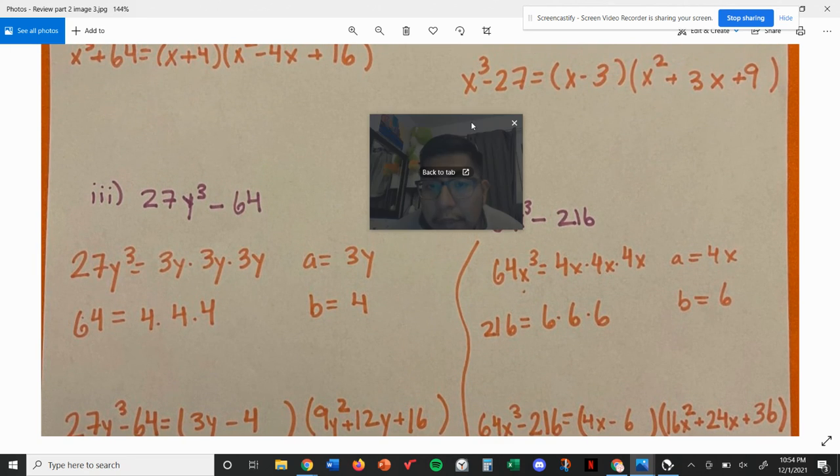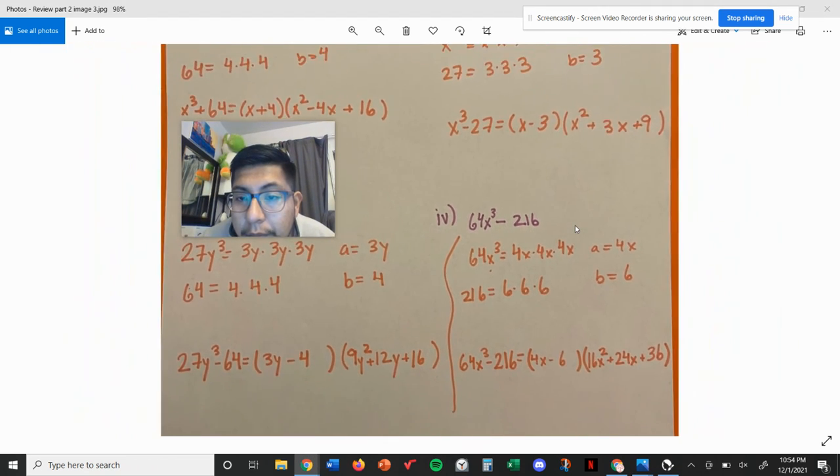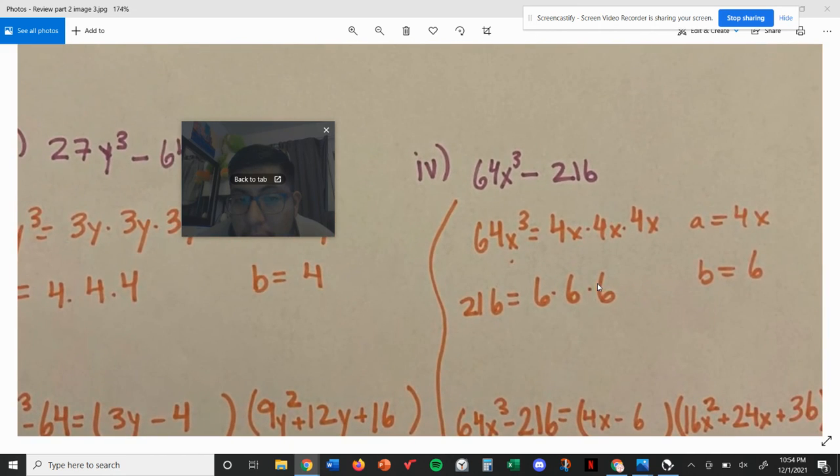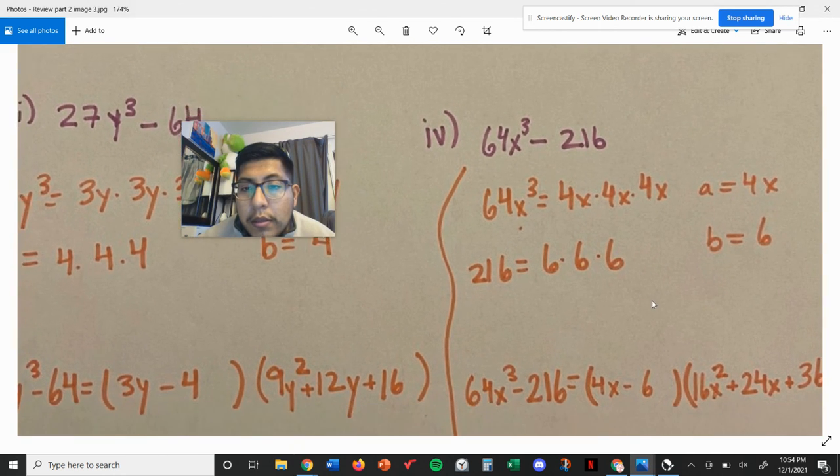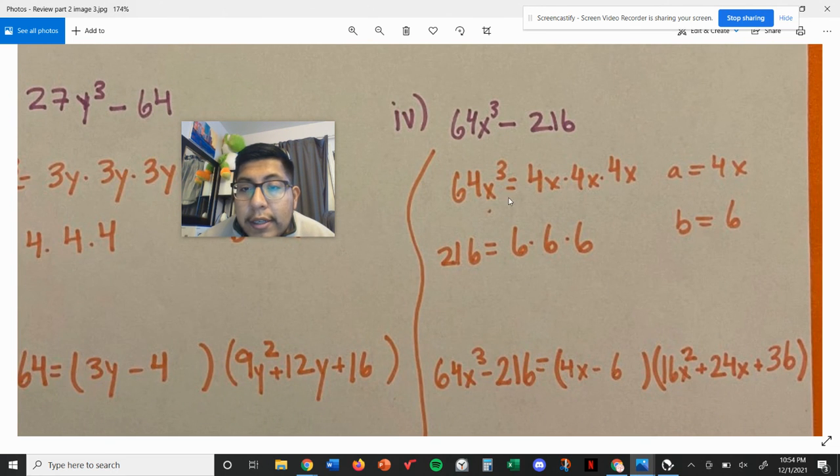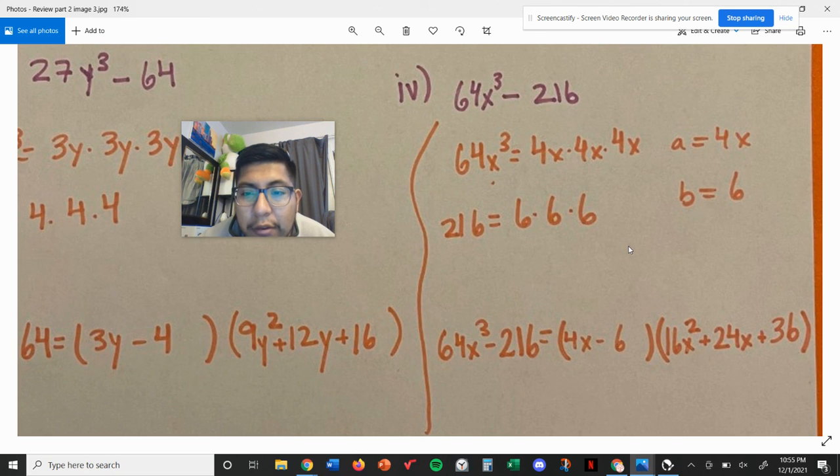Here I have another difference of cubes instead of sum. So over here, a was 4x because 4x times 4x times 4x is 64x cubed. 6 times 6 times 6 is 216. You probably had a hard time figuring that out, if you did do it. But just check the numbers. If 2 times 2 times 2 doesn't work, try 3 times 3 times 3. If that doesn't work, try 4 times 4 times 4, 5 times 5 times 5, and you should have gotten 6 times 6 times 6 eventually.